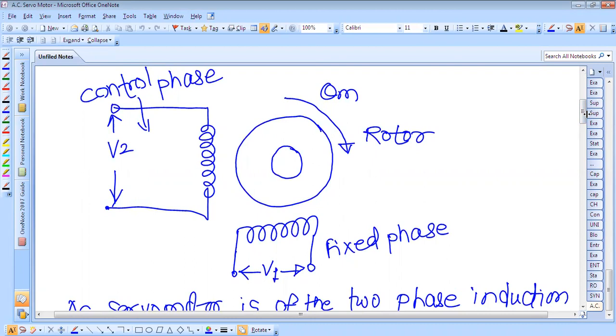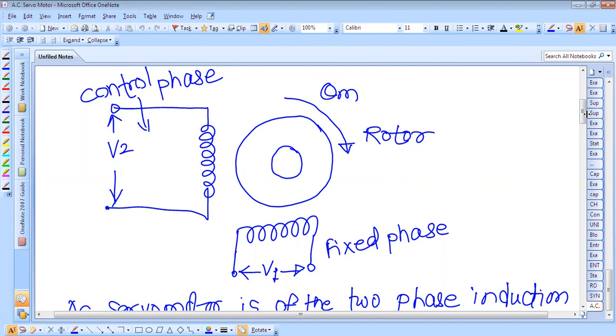Through the fixed phase, we apply a fixed voltage to the stator winding, and the other is called the control phase. Under normal operating conditions, a fixed voltage from a constant voltage source is applied to one phase, and the other phase, called the control phase, is supplied by a voltage of variable magnitude and polarity. If you change the polarity of this control phase voltage, then the direction of the motor will be changed.